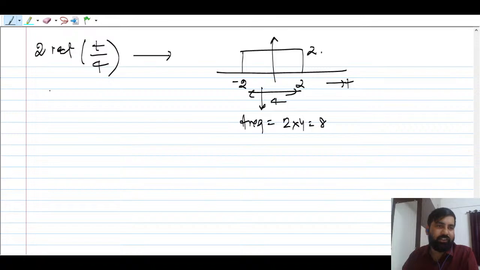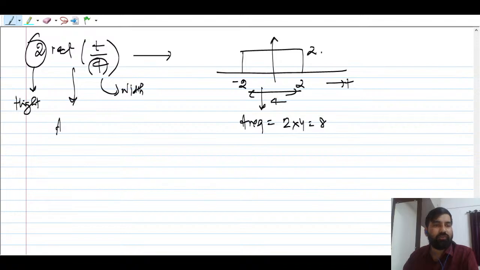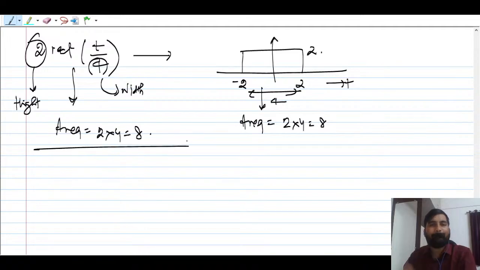In fact, you can also find the area directly. This is nothing but height and this is nothing but width, right? So if you want to find the area, area is nothing but height into width, 2 into 4. So in this manner you can find out the height and the area. So this is one pulse which is called rectangular pulse. Next is called triangular pulse.